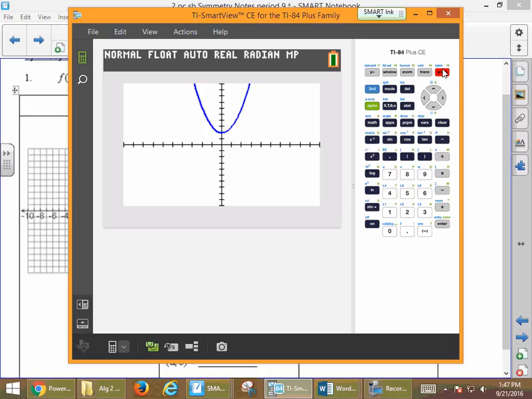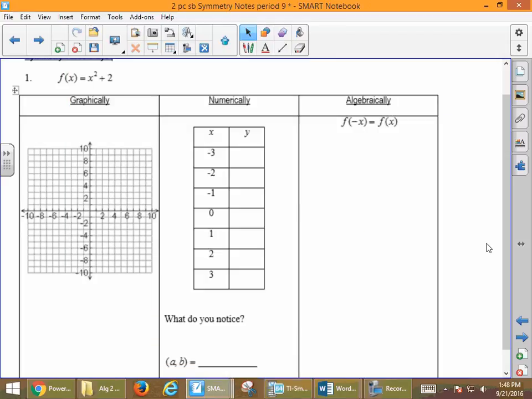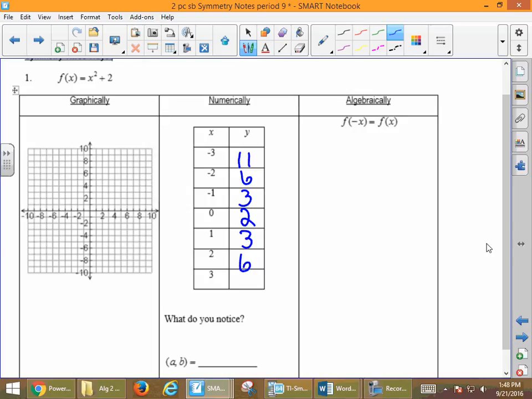But we can look at the table and come up with those values. If we go to second and graph, that gives us our table here. On the table that I have listed, we're looking at points negative 3, 11, negative 2, 6, negative 1, 3, etc. So let's fill those in. Again, it's negative 3, 11, negative 2, 6, negative 1, 3, 0, 2, 1, 3, 2, 6, and 3, 11.